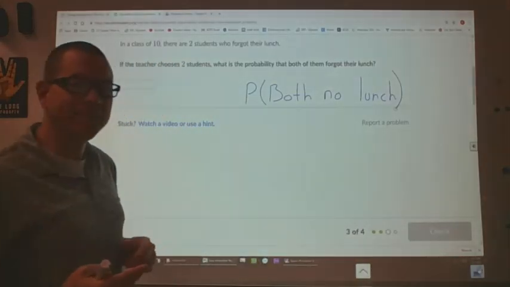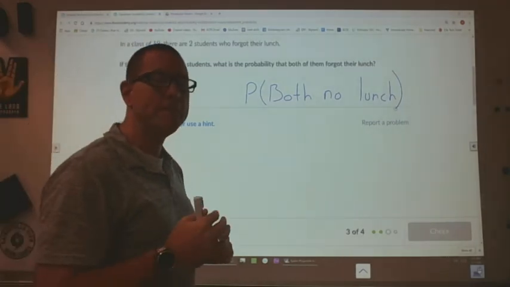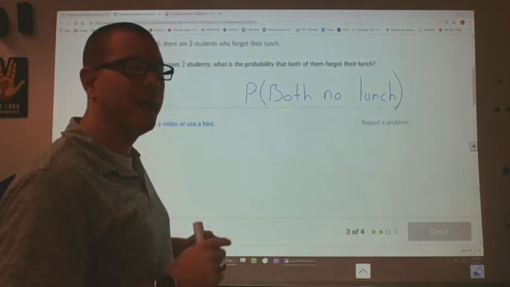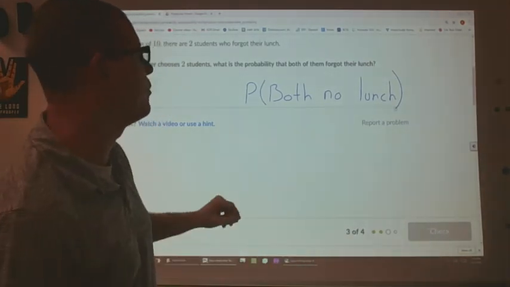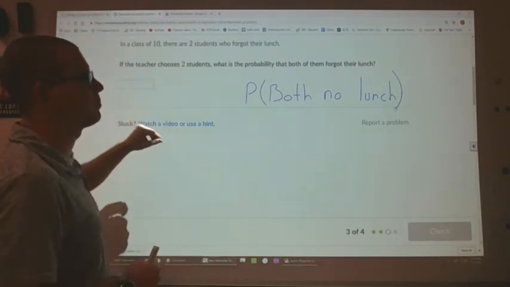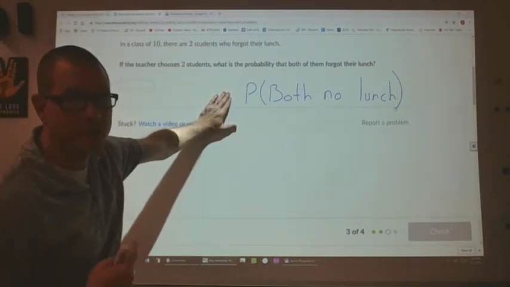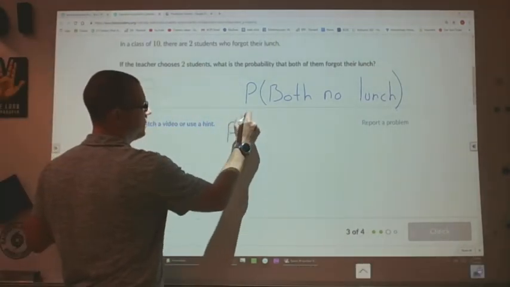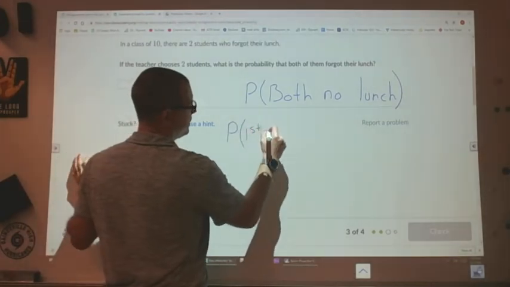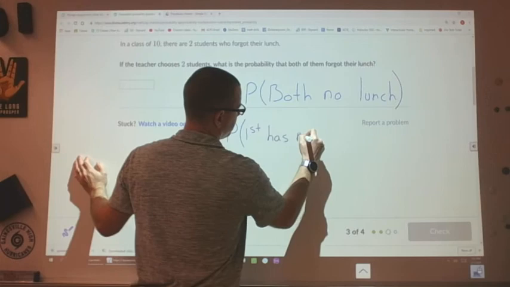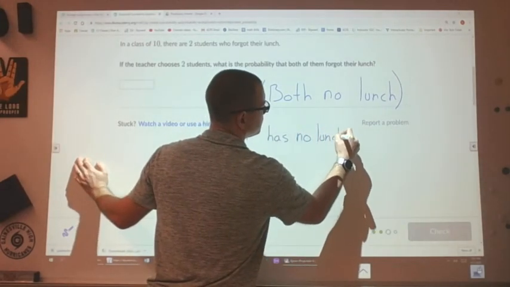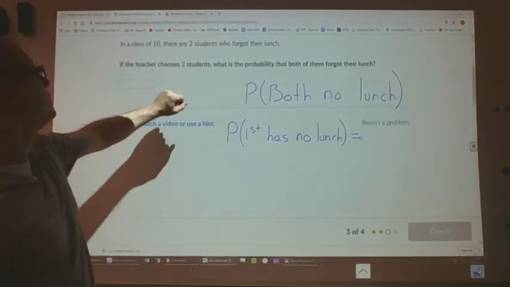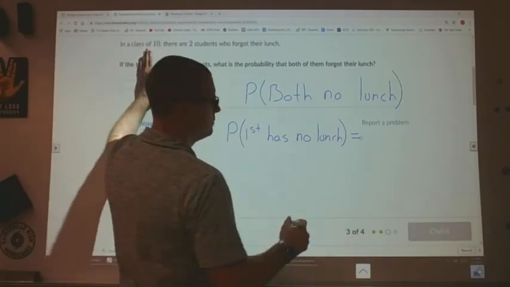This may seem independent at first, but we have to pick the first student, take him out, and then choose the second student, and they both have to have no lunch. So it is dependent because, like the last problem, the total number changes, and that changes the probability. So the probability that the first student has no lunch, that one's pretty easy. It is 2 out of 10.